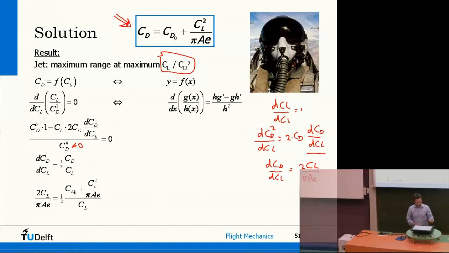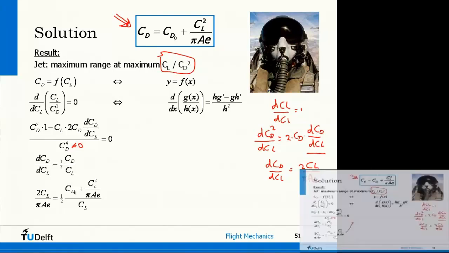Only difference now is if I work this out, I basically get 4CL squared over pi AE is CD0 plus CL squared over pi AE. So 3CL squared over pi AE is CD0.